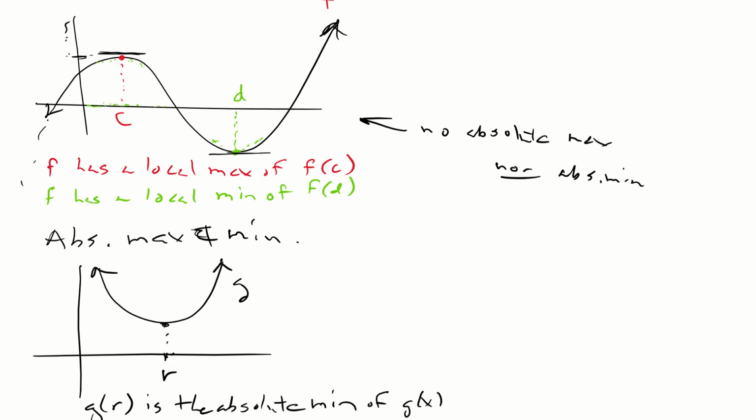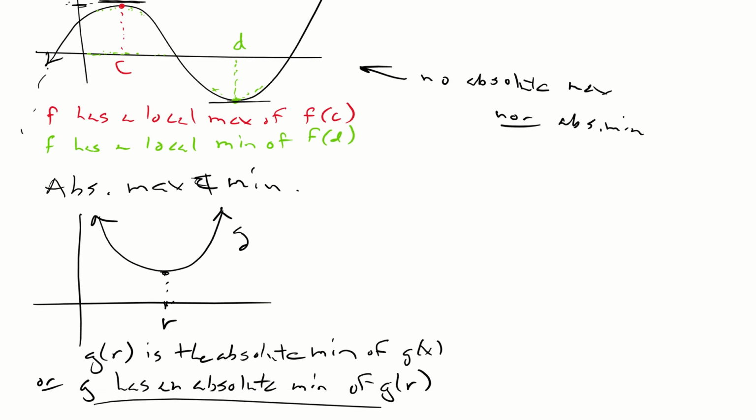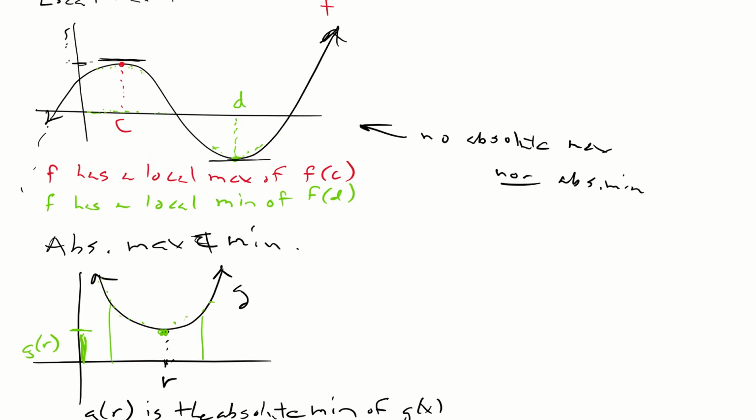What am I talking about? I'm talking about the absolute low point. If you look at this guy right here and its y value, which is this much right there, that's G of R, that little distance. Every point on the curve has a larger y value than this guy. That's the absolute minimum of this function. Okay? Typically functions do not have absolute max or min.